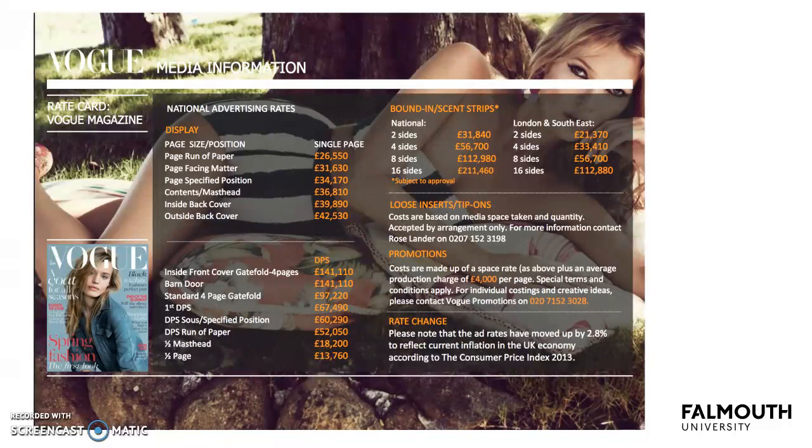On the rate card, there are also rates for half-page adverts, full-page fold-out adverts, as well as prices to include scent strips for perfumes. So I suggest at this point you pause the video and spend a moment studying this rate card. If you are going to be doing any magazine advertising or out-of-home advertising for your campaign, you can probably find the rate cards for these things easily online.